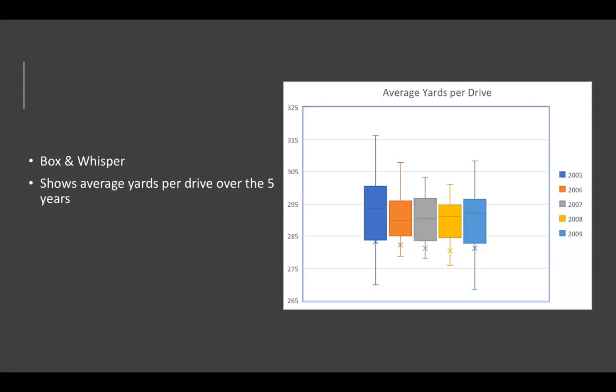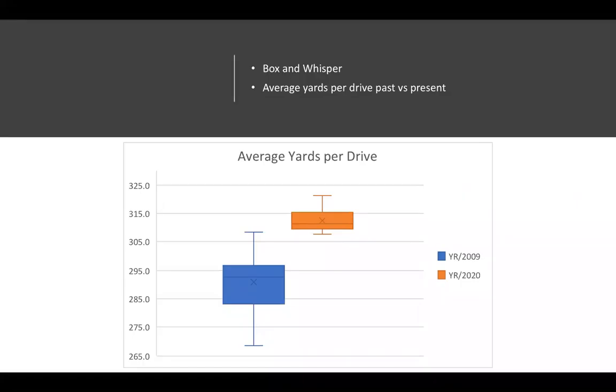And then I kind of wanted to see what it looked like from 2009 to 2020. And so 2009, as we just saw there, that max drive was like 308, something like that. And I think it was Tiger Woods as well. But then in 2020, you can see that the mean is even higher than the max drive in 2009.